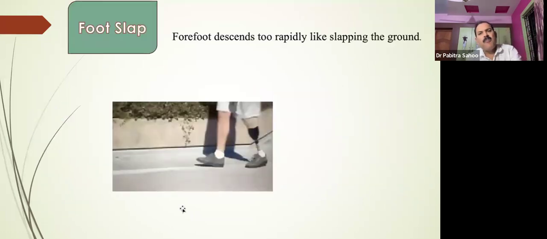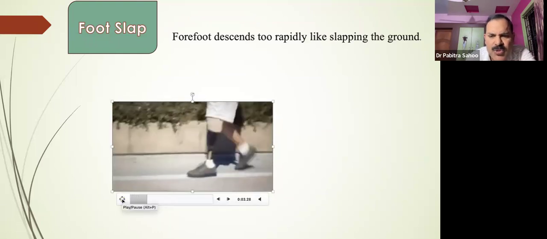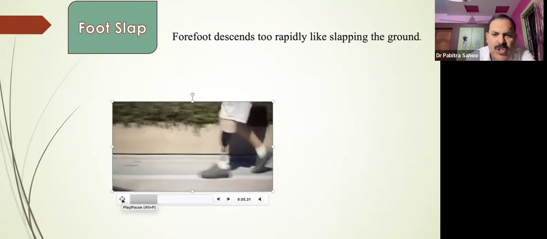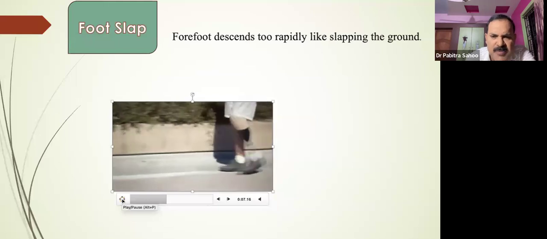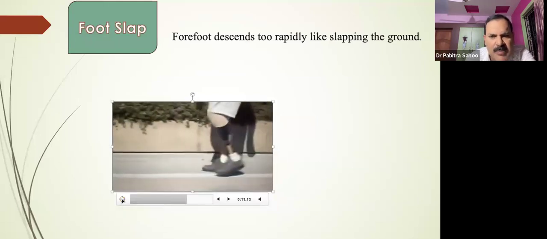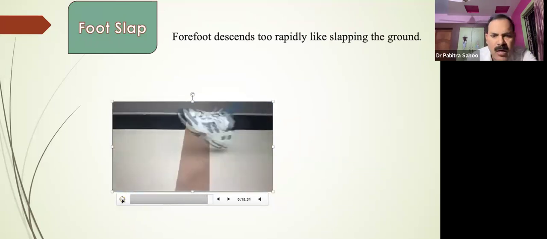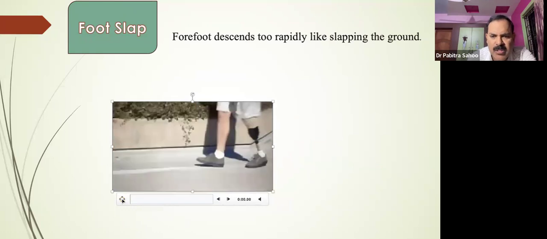Then another possibility in this stage is the foot slap. All of a sudden, there will be slapping of the foot. Look at this picture. This patient has a left side prosthesis, and there is no transition from heel strike to mid stance phase. Heel strike, full foot flat, mid stance. Here, straight after heel strike, it immediately goes to the slap. So this has to be avoided.